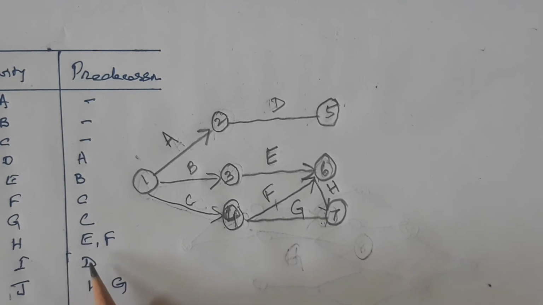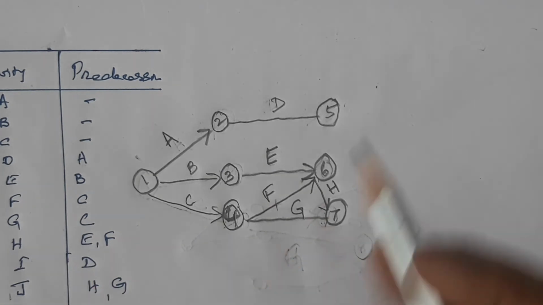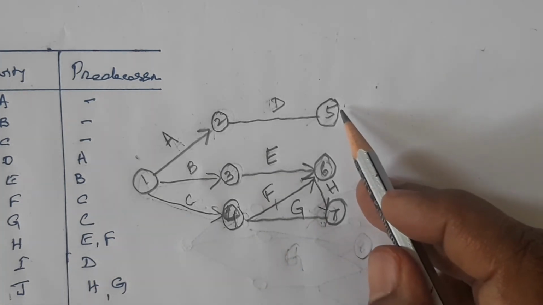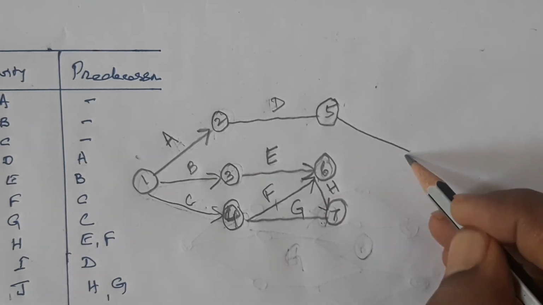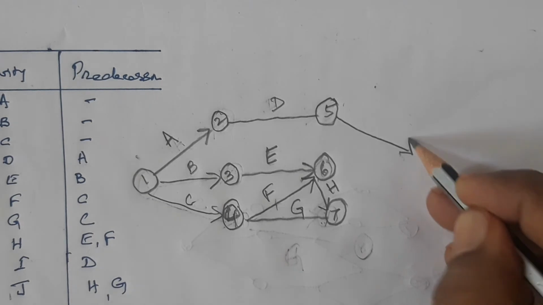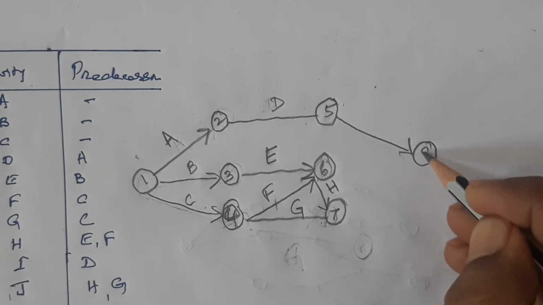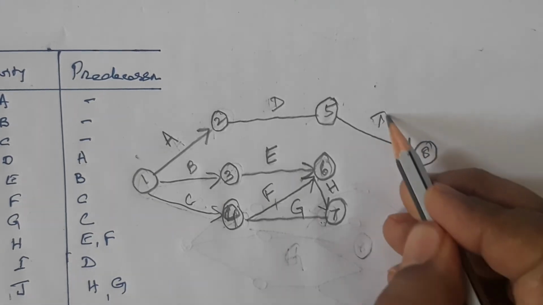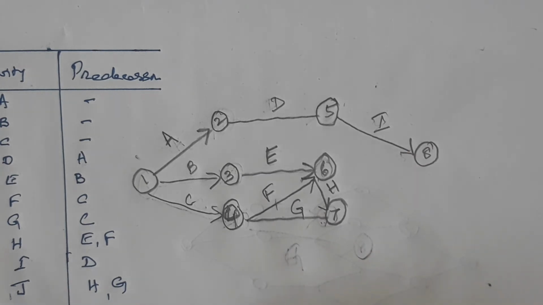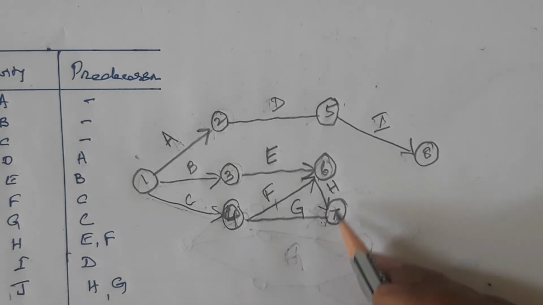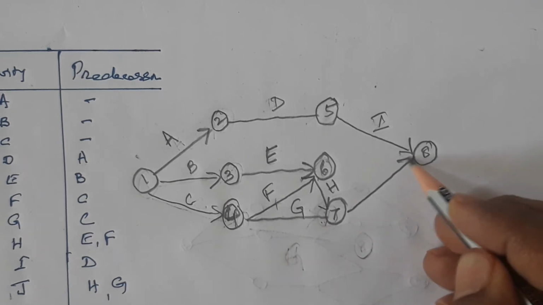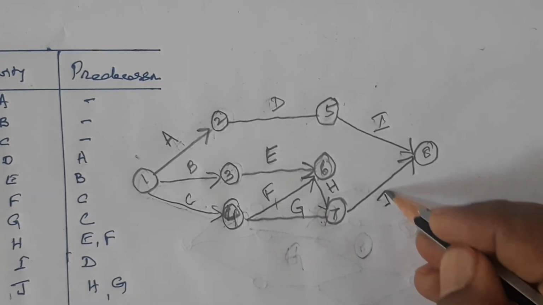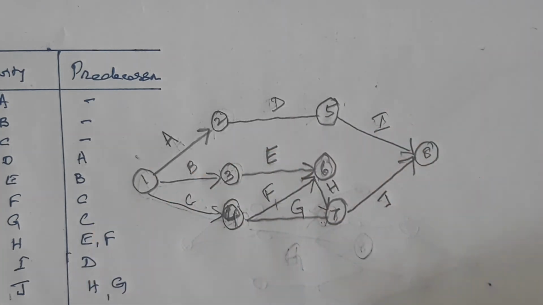Then I should start after completion of D. This is the completion of D. So I am starting like this. This is I. Now J. J should commence where G and H are ending. This is the G and H ending point. I am connecting like this. This is J. Now the network diagram is completed.